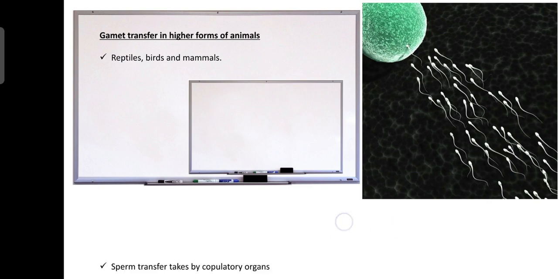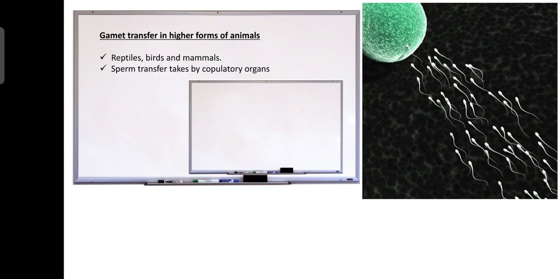Okay, so we will study the gamete transfer in the higher forms of animals. Higher forms of animals involve examples like reptiles, birds and mammals here. So the male gametes, which are called sperms, are transferred to the female by copulatory organs through the mating process.